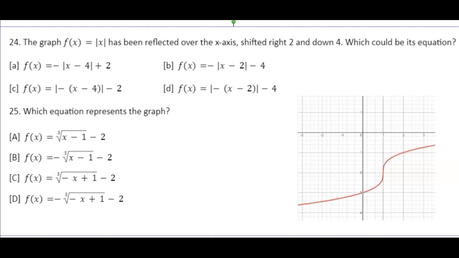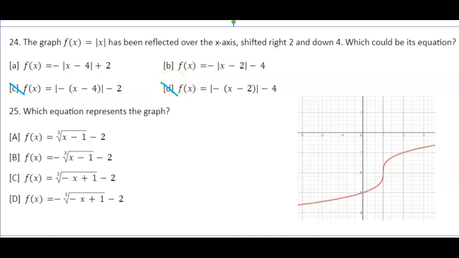All right, two graph questions here. Number 24, you're looking for the choice where the parent function y equals the absolute value of x has been reflected over the x-axis. So if it's been reflected over the x-axis, we know that there is a negative in the front of the function, that the coefficient in the front is negative. So that means it cannot be c and it cannot be d.